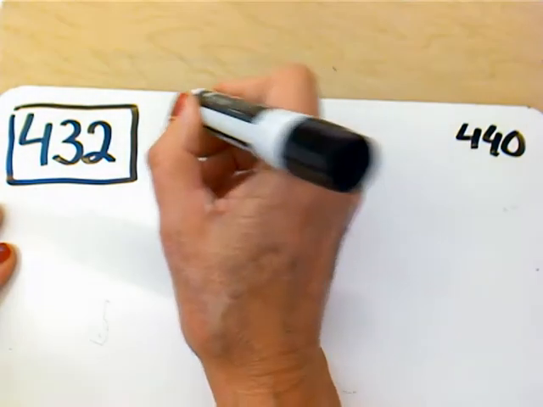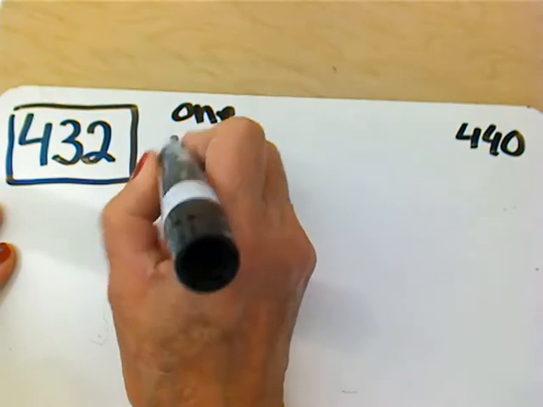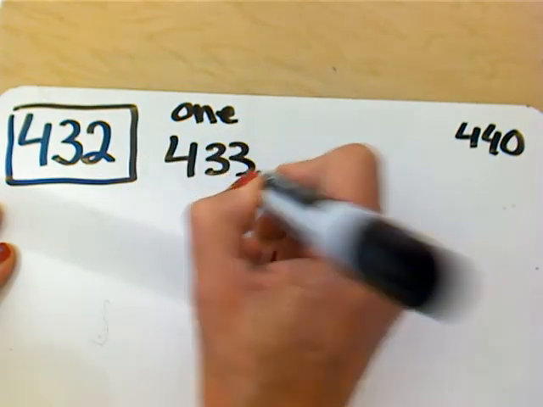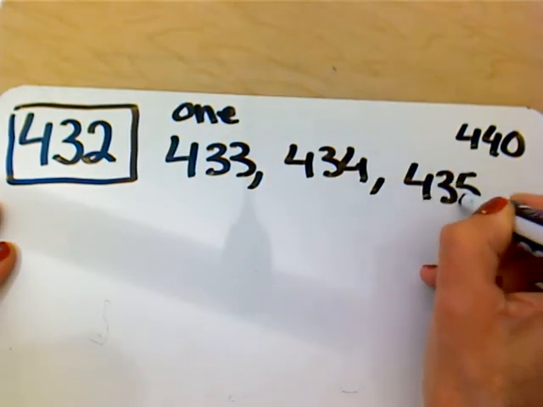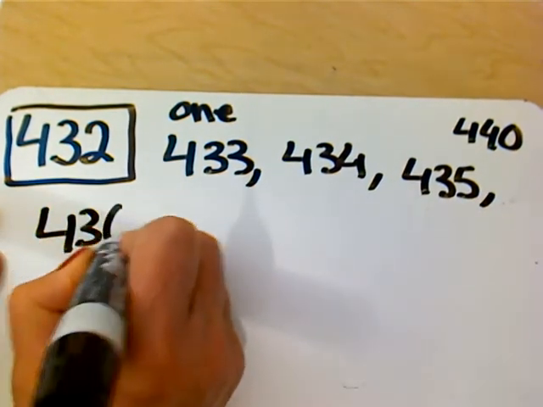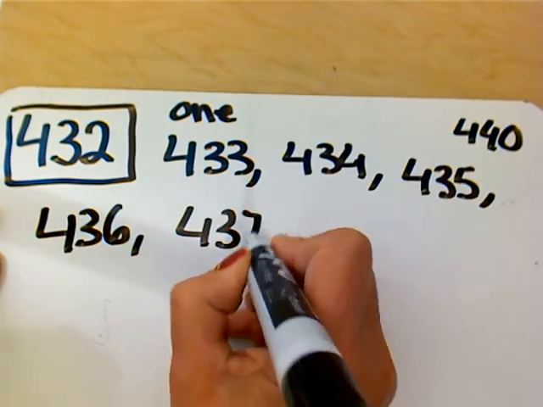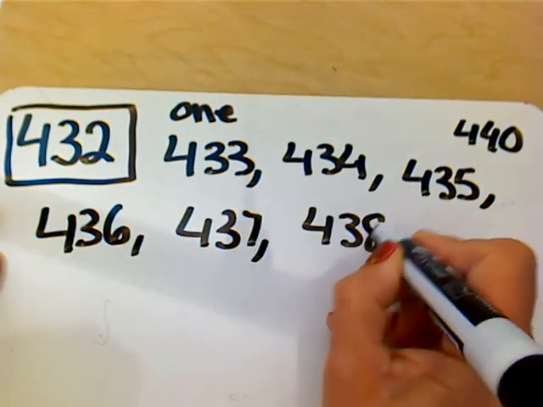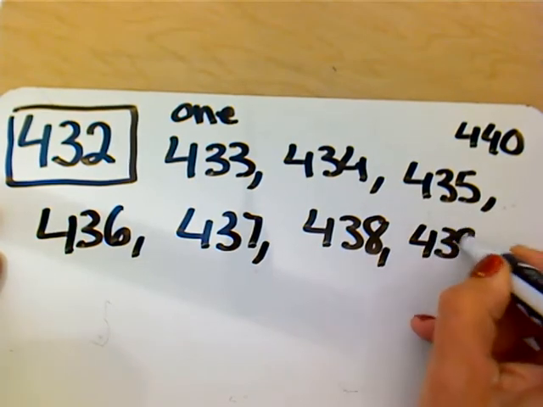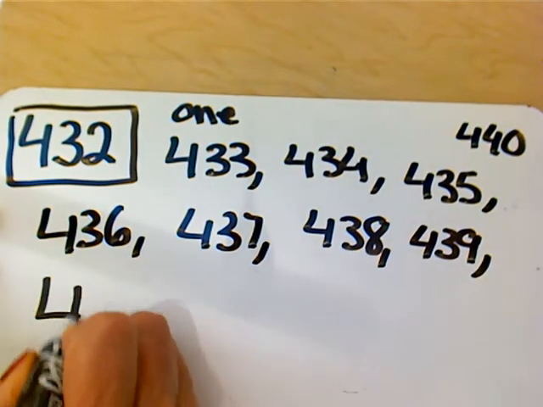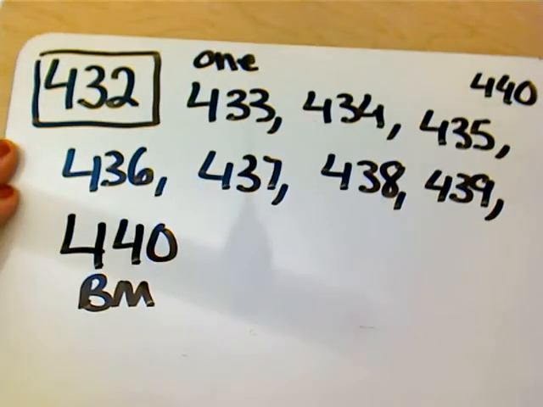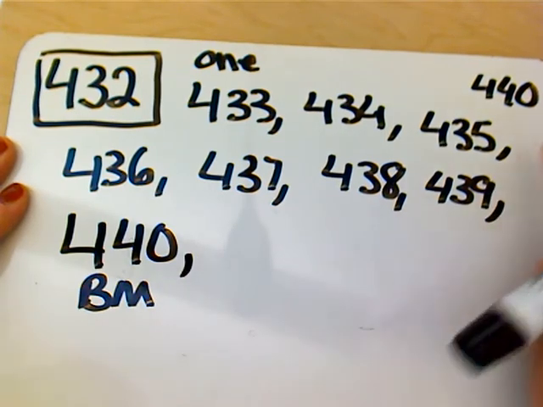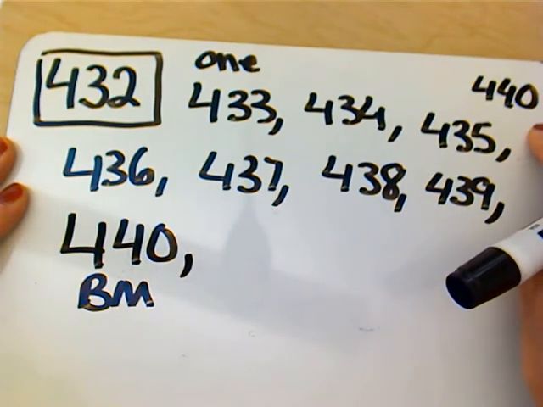Are you back? I hope you started counting by ones first because you need 433, 434, 435, 436, 437, 438, 439. Oh my gosh, did I finally get to a benchmark? 440. Oh, I did, a benchmark. Whew. I'm happy because now I can start counting by 10. Oh, wait a minute, that's where I was going. Wow, I only ended up counting by ones on that one.